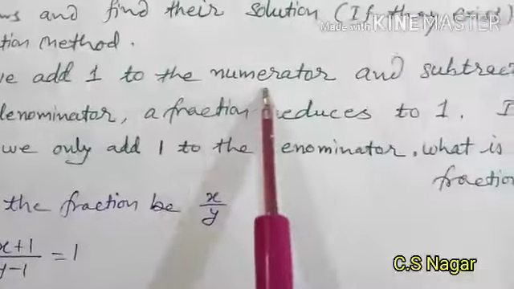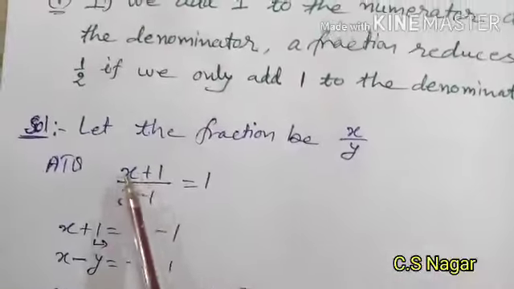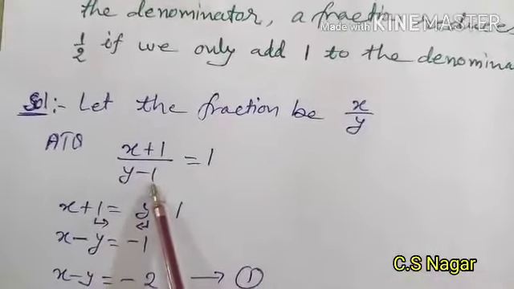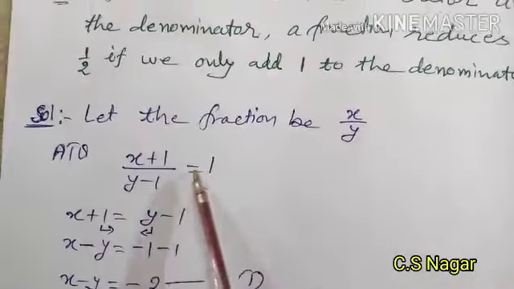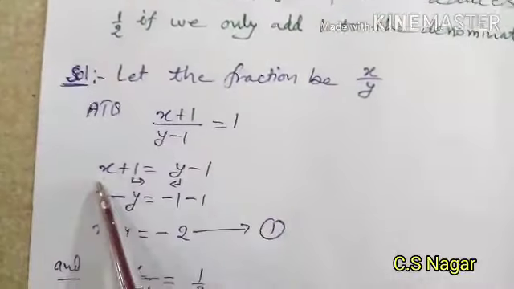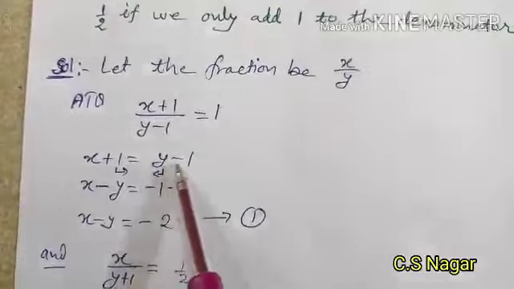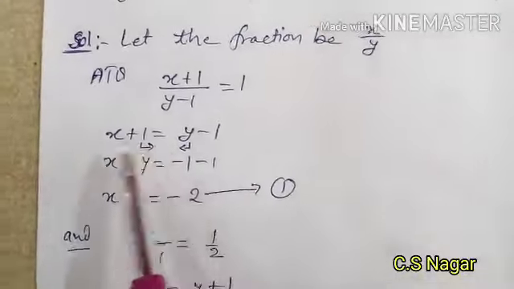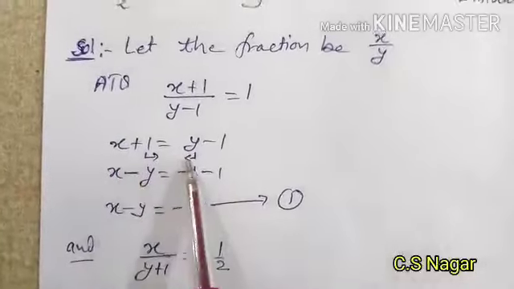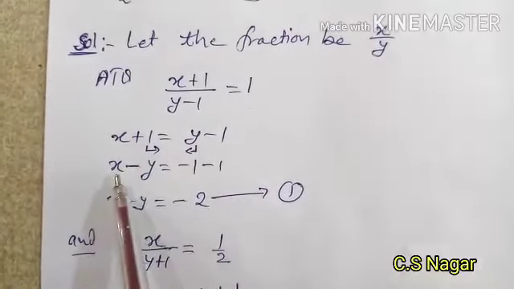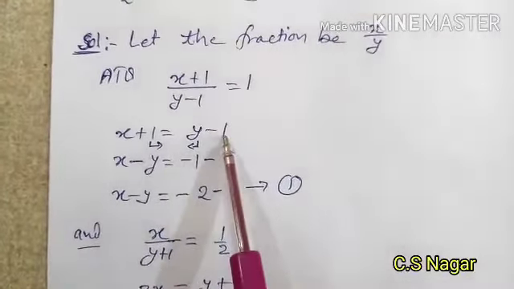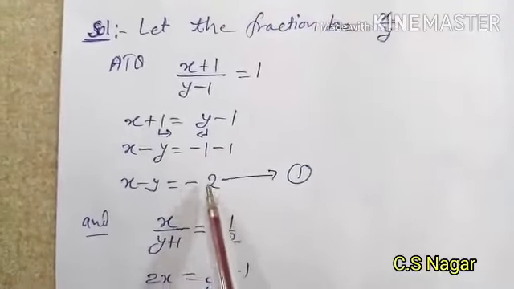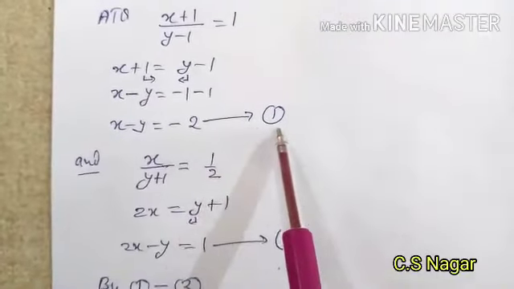Now first condition, if we add 1 to the numerator and subtract 1 from the denominator, then this fraction reduces to 1. So by cross multiplication, x plus 1 as it is, y minus 1 into 1, it means only y minus 1. Now variables transferring to the left side and constants transferring to the right side. So y transferring to the left side, it will be minus y, and plus 1 transferring to the right side, it will be minus 1, and this minus 1 as it is. Minus 1 and minus 1, that is minus 2, and give equation number 1.